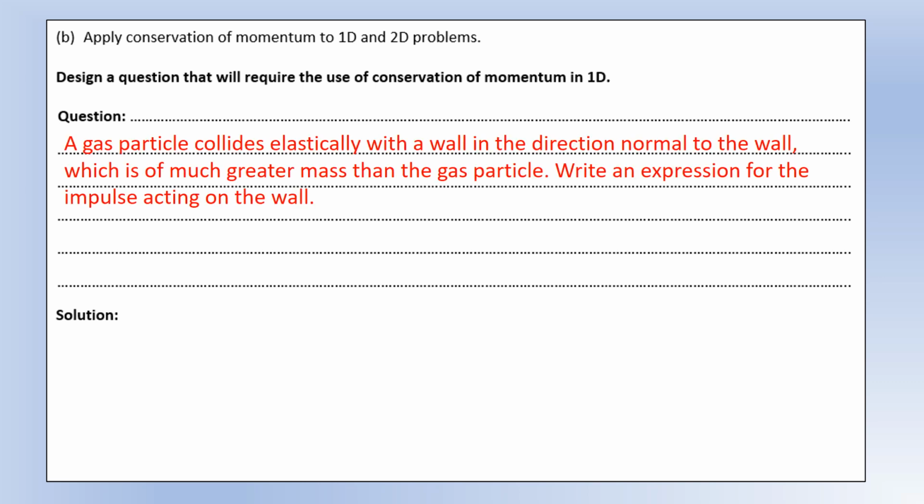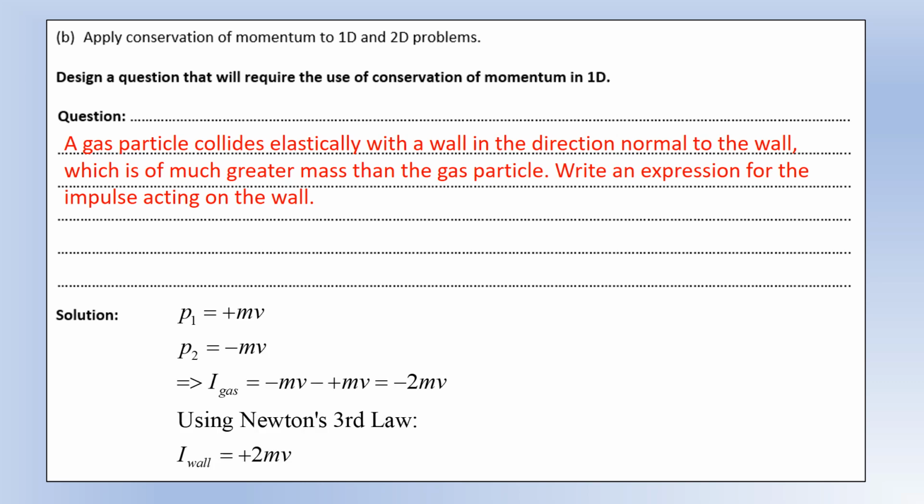So I'm going to think about gases. A gas particle colliding elastically with a wall and is traveling in a direction normal to the wall, or 90 degrees to the wall. And the wall is much greater mass than the gas particle, which means the wall is not going to move. Write an expression for the impulse acting on the wall.